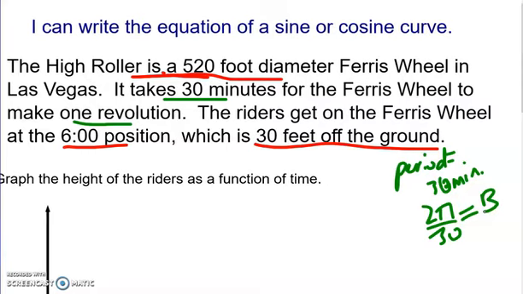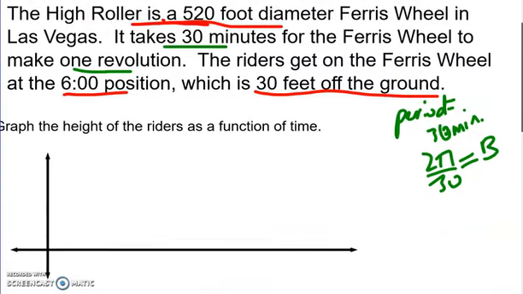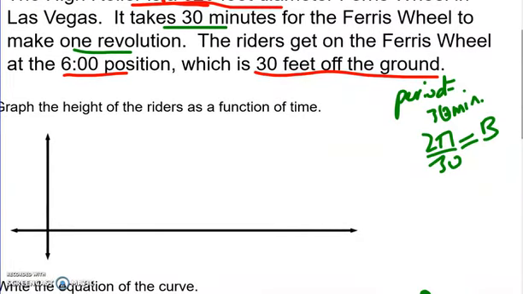Now, what exactly can we do with the rest of this problem? Maybe we can try this first: graph the height of the riders as a function of time. We know they start at this position, so they get on the Ferris wheel and they're 30 feet off the ground. So 30 feet off the ground is where we're going to start.